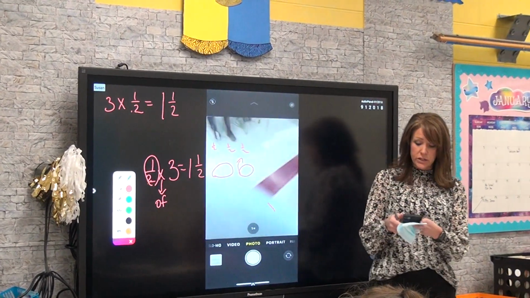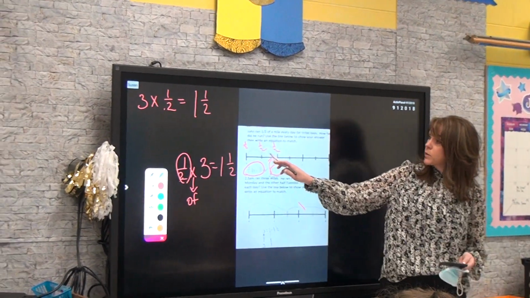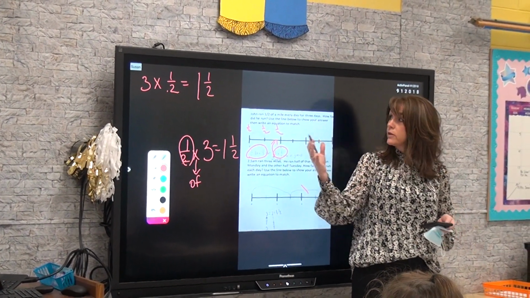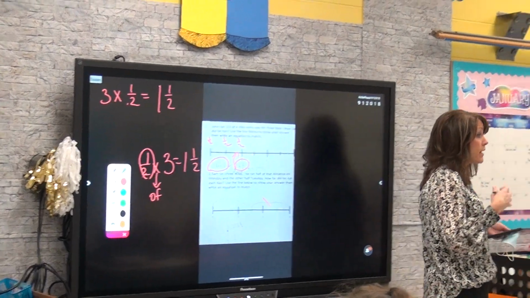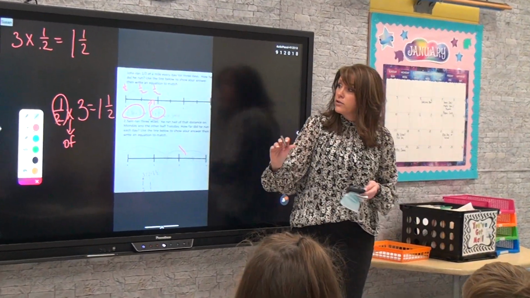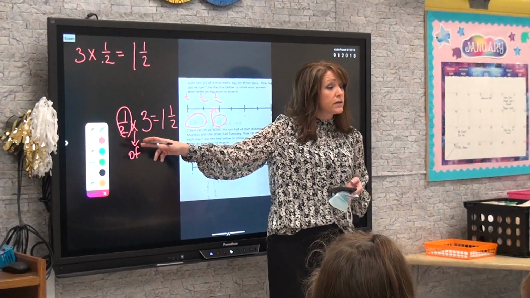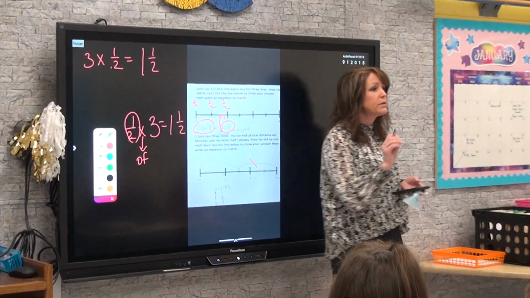The first equation, or the first model, was 3 groups of a half. That's what we learned in 3rd grade, about groups of. But in 5th grade, you're going to start learning that when the multiplication's first factor is a fraction, it doesn't always mean groups of.